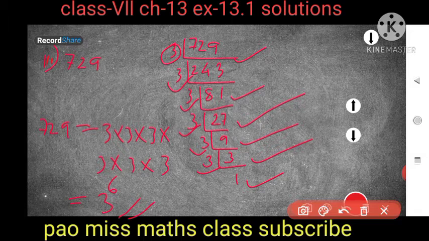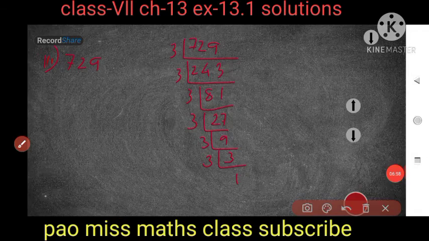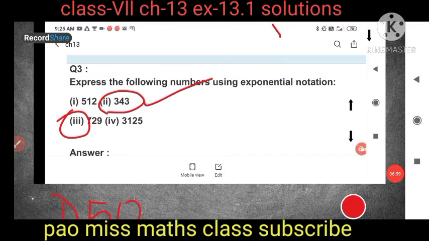Now come to the next question. So question number 3 I have explained. Now question number 4, I will keep this question as homework. So what is given here? 300, 125. First you will find the prime factorization of this value and you will write this in the exponential form.